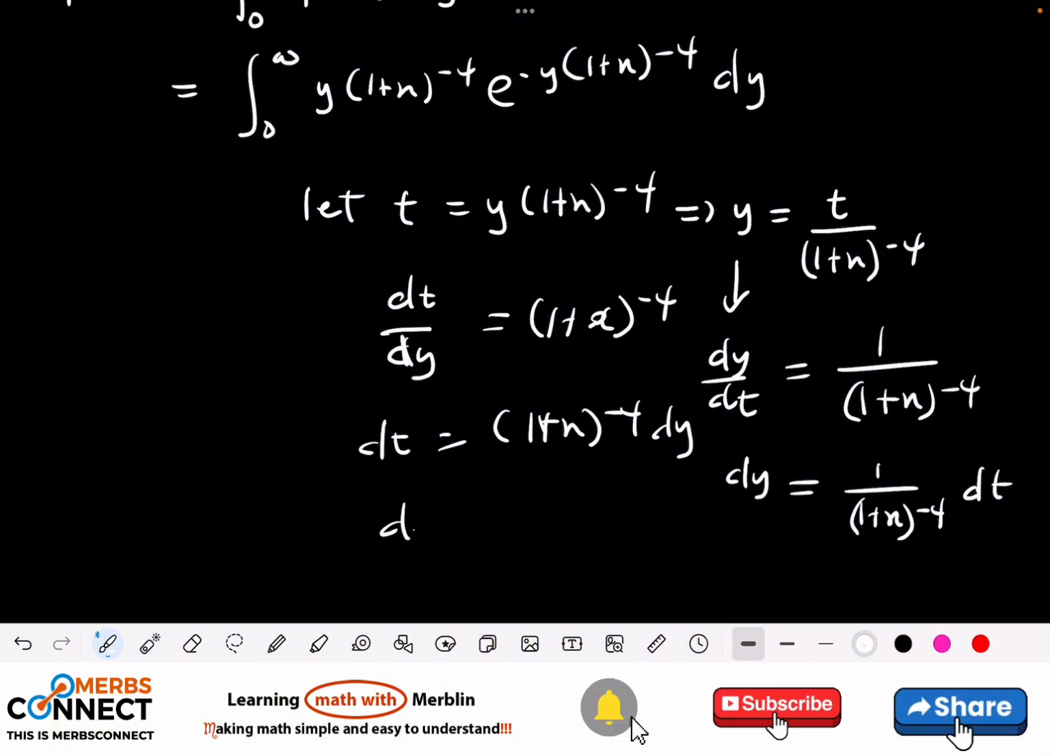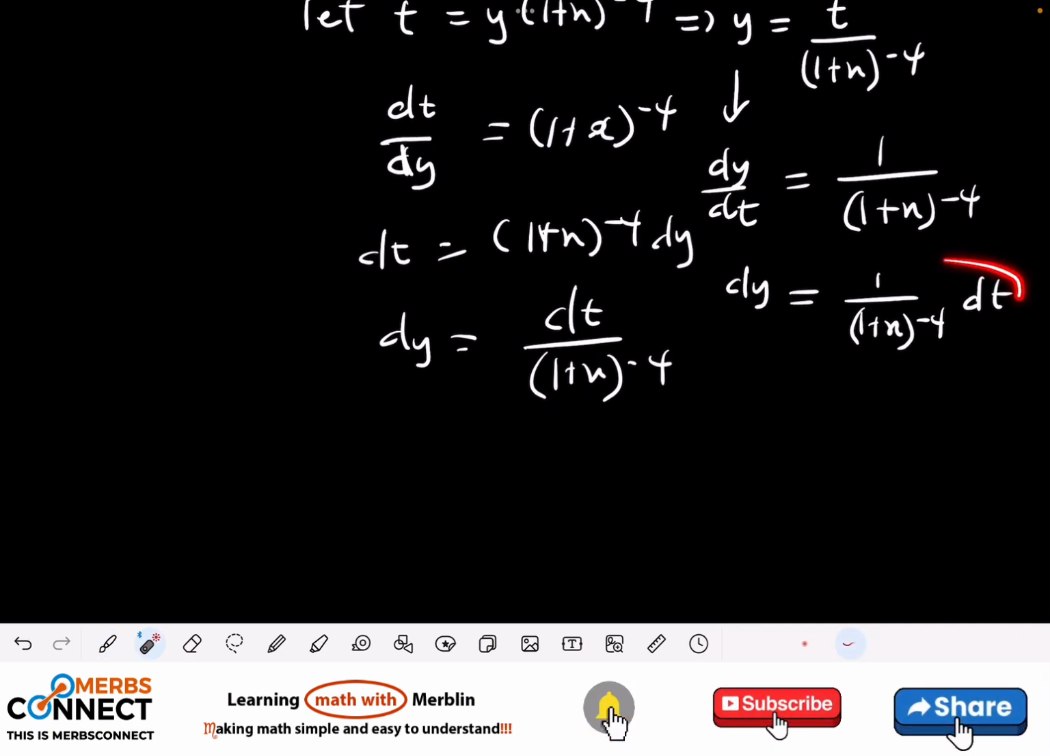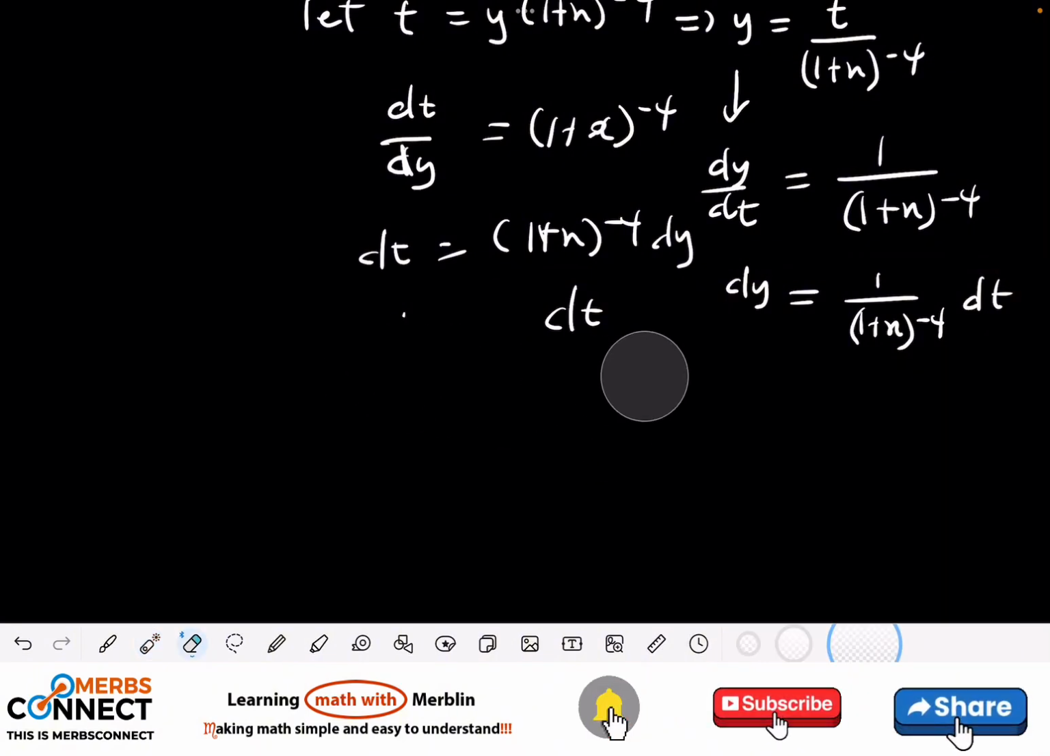Then when I make dy the subject, I'm going to still have the same thing, dt divided by 1 plus x to the power minus 4, which is the same as what is here. So any of them is going to work. So let me use the first one that I did.